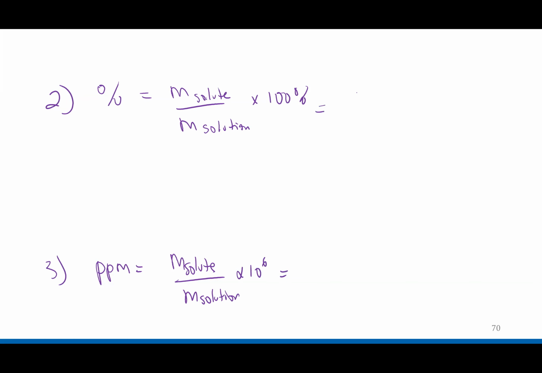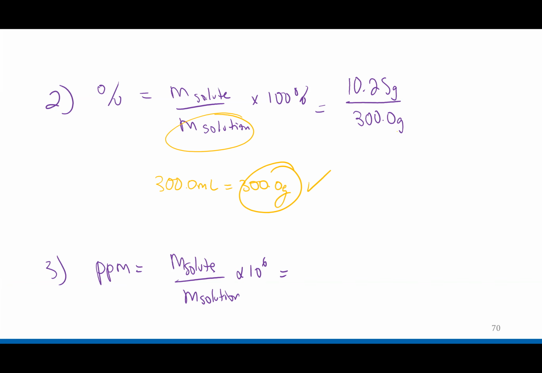All right, so put in your numbers. Mass of my solute, that was 10.25 grams. Mass of my solution, 300 grams. Remember, if I have 300 milliliters, that's equal to 300 grams. So I take that number and put it in my calculator, but I'm also going to multiply it by 100 to get my answer.